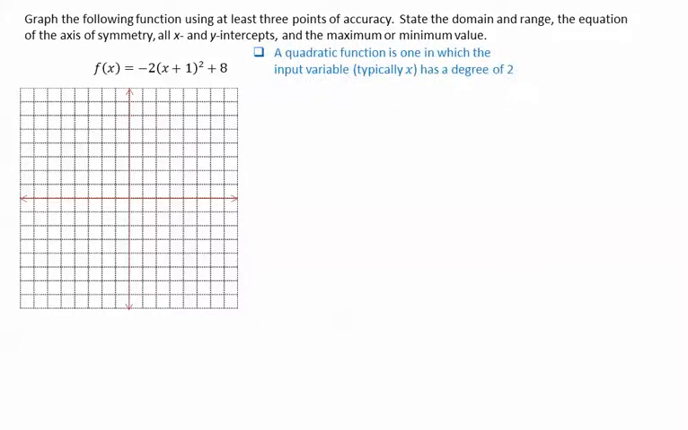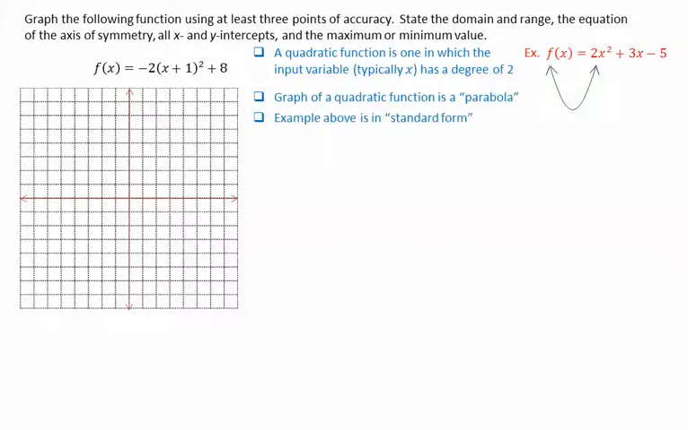A quadratic function is one in which the input variable, typically x, has a degree of 2. As an example, f of x equals 2x squared plus 3x minus 5. The graph of a quadratic function is in the shape of a parabola.